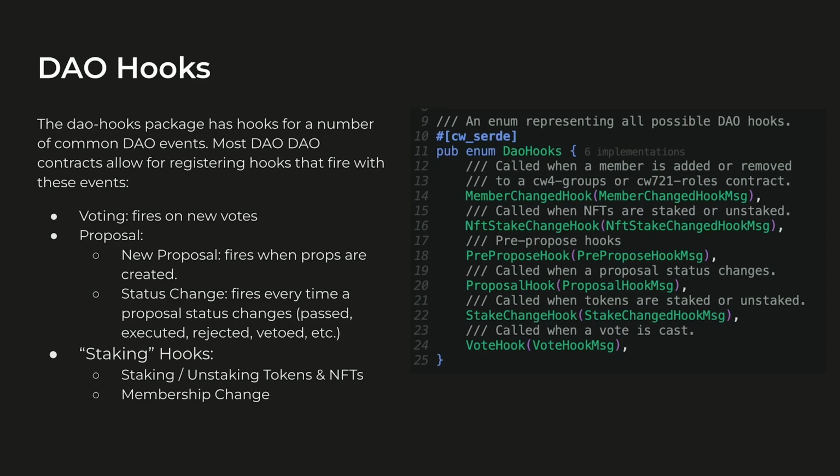Some of the common ones: we have voting hooks, so they fire when a new vote is cast. We have various proposal hooks, like when a proposal is created, or every time it changes status, i.e. gets rejected, executed, or vetoed, et cetera. We have staking hooks, so staking and unstaking tokens and NFTs. Whenever membership in a DAO changes, you might want to use these hooks so you can react and do other things on these events.